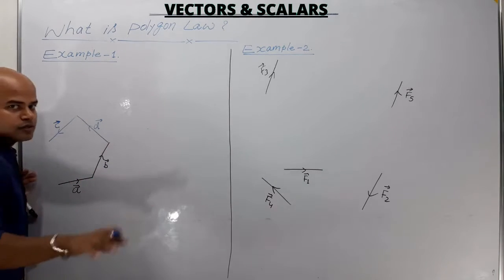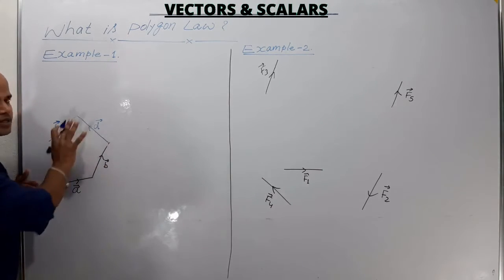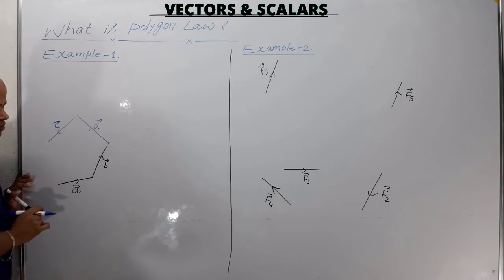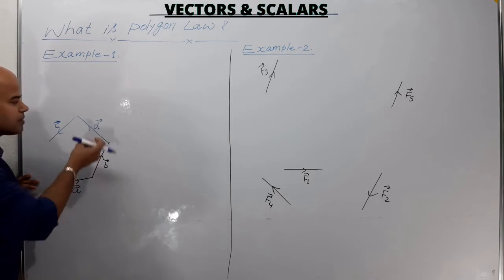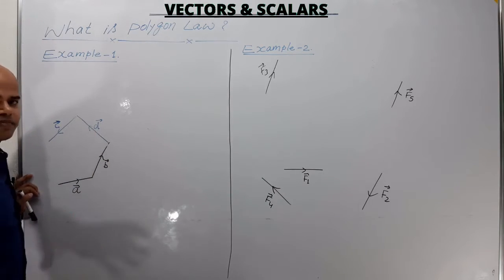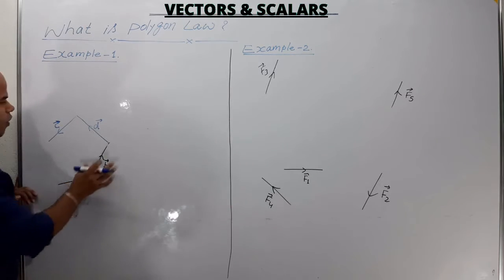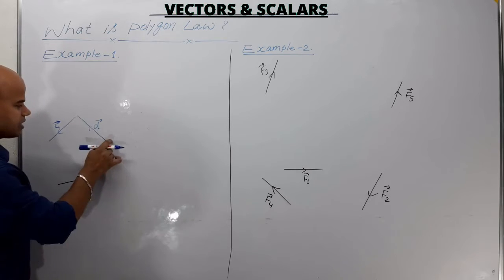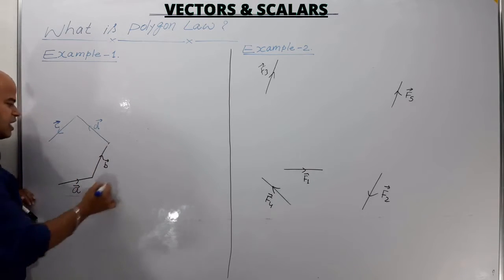A, B, C, D is not important, right? A, B, D, C, that is fine. The order of the vectors should be the same. So whether you add A plus B plus D plus C or you add A plus B plus C plus D, same thing, right? So now these all four vectors are in the same order because tail head, tail head, tail head, tail head. They are in the same order, right?